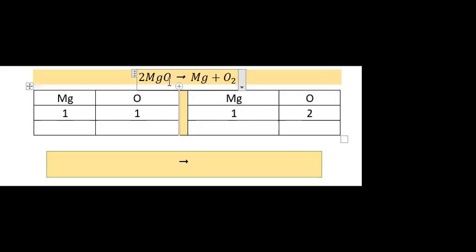Remember, guys, I cannot add any numbers next to the atoms. I can only add them before, right? So if I add 2, now everything changes. How many magnesiums do I have now? 2, yes. And how many oxygens do I have in my reactants? I have 2 as well. But now I have 1 magnesium in my products and 2 oxygen. So I'm nearly there, right? I need to do one more step to get me to a balanced equation.